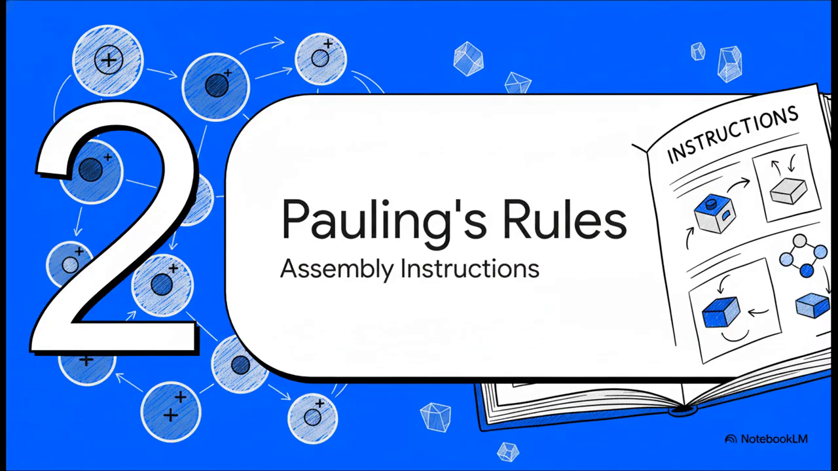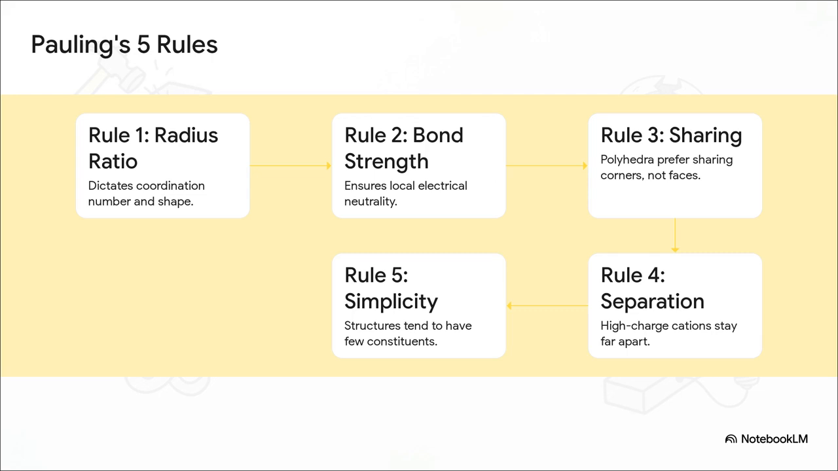Okay, so that covers simple metals where all the atoms are the same. But what about the really complex stuff, like ceramics, where you have different atoms with positive and negative charges? For that, we need a whole new instruction manual. And that manual comes from the brilliant Linus Pauling. He came up with 5 rules that basically predict how these complex ionic crystals build themselves. For instance, the very first rule, the radius ratio, is just pure geometry. It's all about how many negative ions can physically squeeze around a positive one.